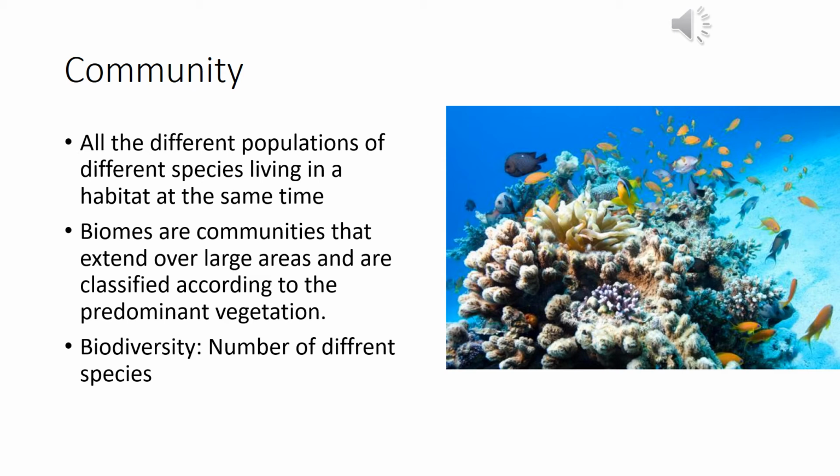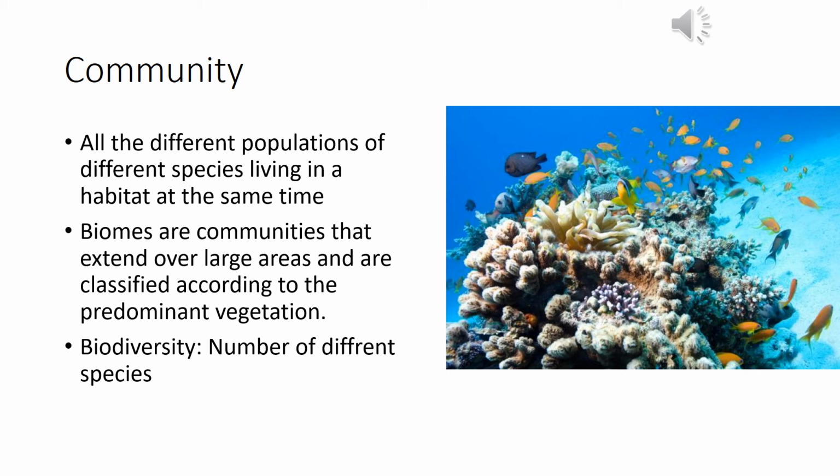Biomes are communities that extend over large areas of the globe, and they are classified according to the predominant vegetation. For example, on land, that could be temperate forest. In the ocean, that could be a mangrove forest, that could be a seagrass forest, that could be a kelp forest, or that could be a coral reef.